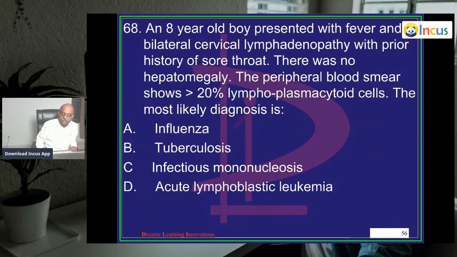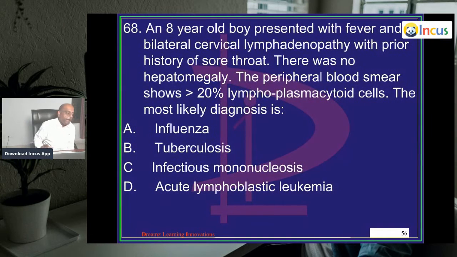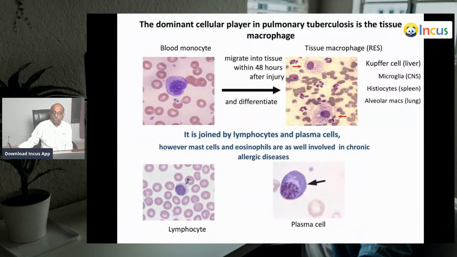So you should remember, doc, deafness, PDA, mental retardation, they're all the features. An 8-year-old with bilateral cervical lymphadenopathy, plasmacytoid lymphoid cells which are more than 20%. That is the clue to say that this is TB. The dominant cellular player in pulmonary TB is the tissue macrophage, which is being joined by the lymphocytes and plasma cells.